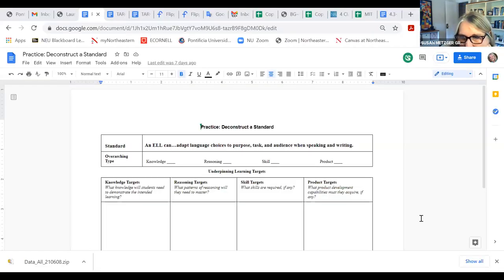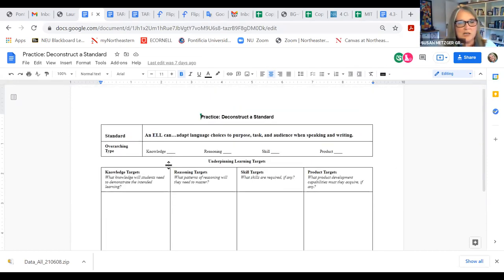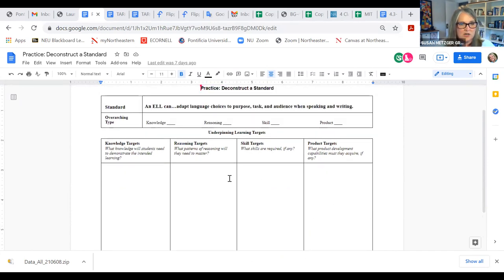Okay, can you see that document on the screen? Yes. Okay, and so this standard, which I took from the Adult Education ESOL standards, is: an English language learner can adapt language choices to purpose, task, and audience when speaking and writing. And you may remember from last week that the first thing we do when we're breaking a standard down into its underlying learning targets or underlying parts is identify what the overarching type of target this is. So who wants to take a stab at identifying what kind of learning target this is for students? Is it a knowledge target, a reasoning target, a skill target, or a product target?